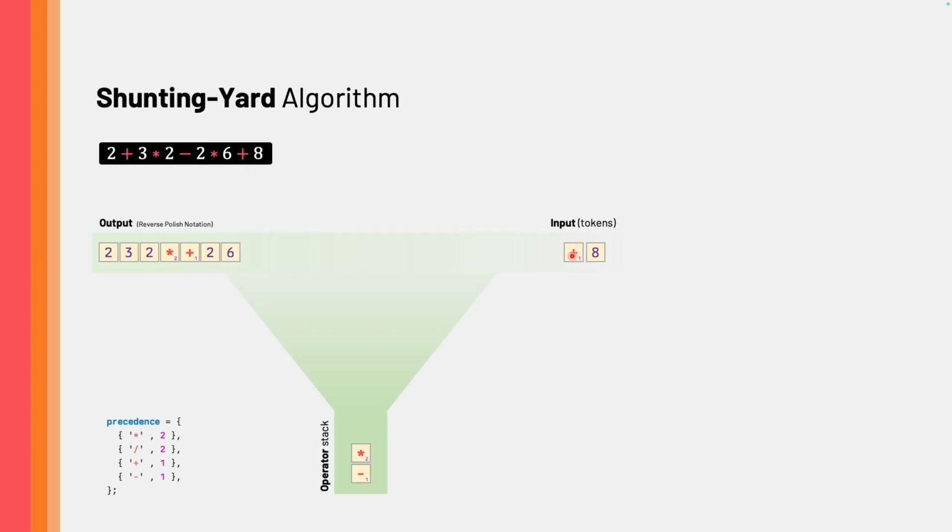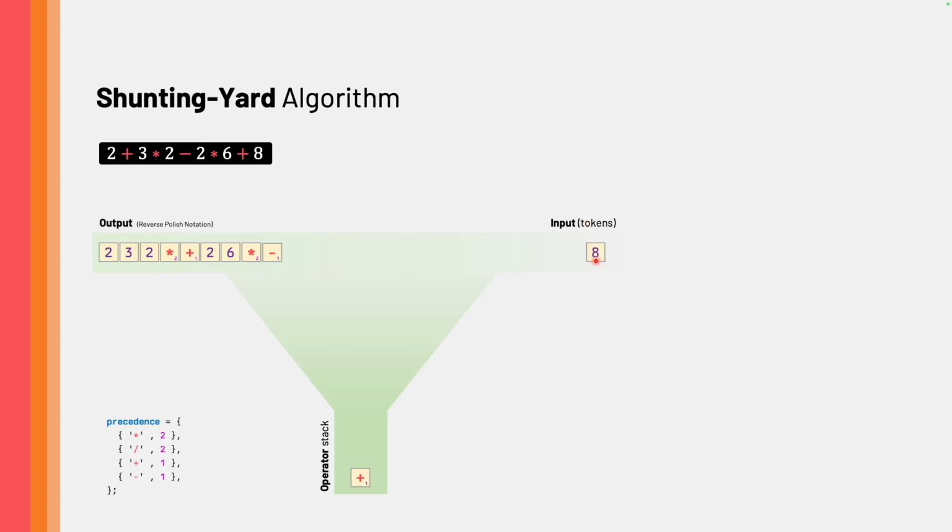What about plus now? Well, plus has precedence level 1, so we're going to have to look at the operator stack and pop everything that is higher or equal to that precedence level. So since plus has precedence level 1, both the multiplication and the subtraction get pushed to the output. So this multiplication gets pushed to the output, and now subtraction gets pushed to the output, and only then the addition gets pushed to the operator stack.